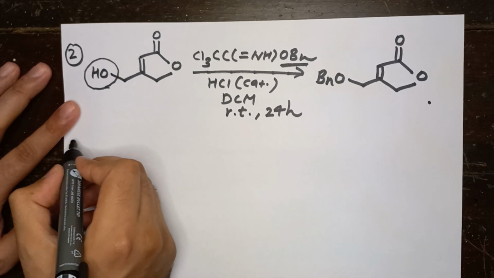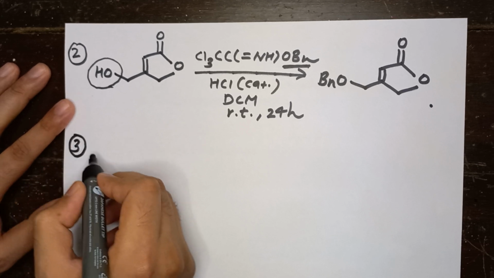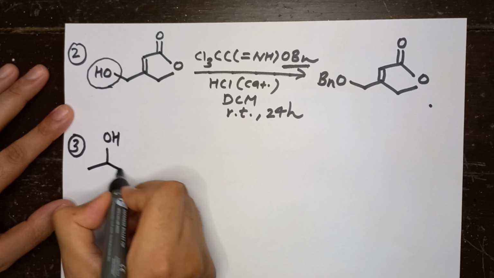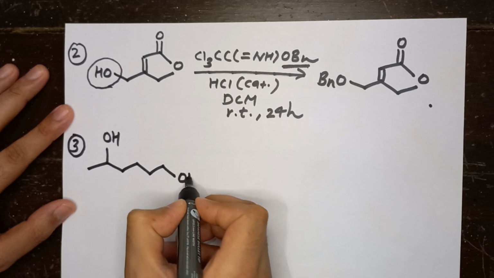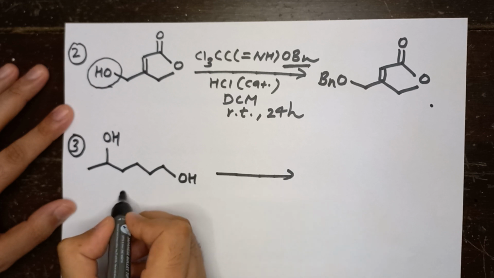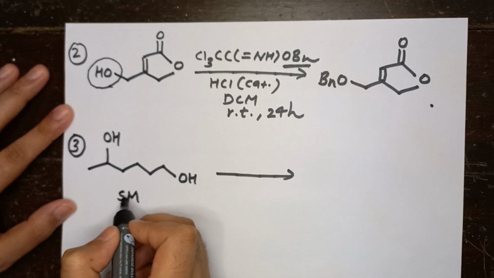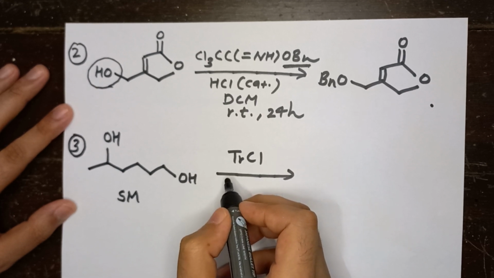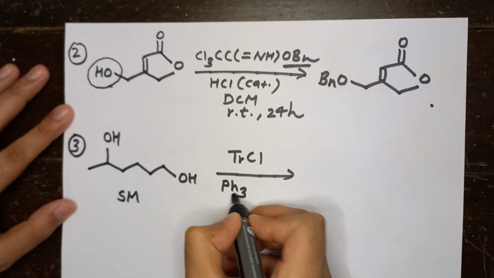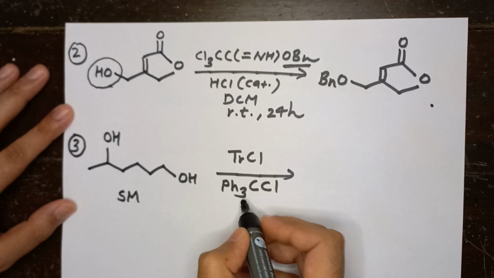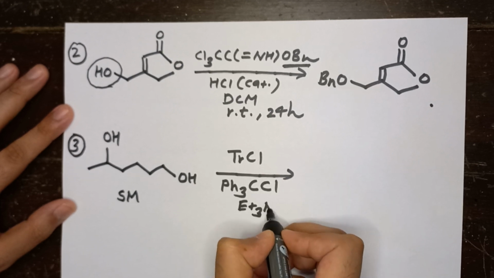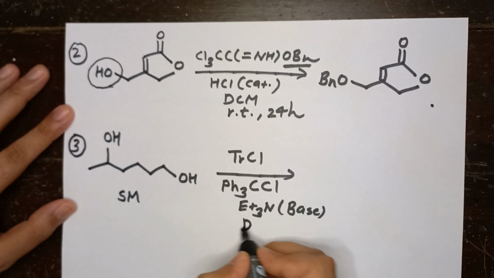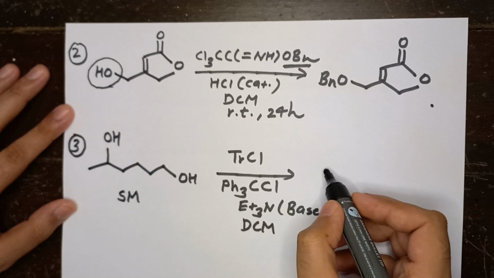What do we have for the third question? So this is my starting material, and I'm reacting this molecule with trityl chloride. What is trityl chloride? That is nothing but Ph3CCl. We are using triethylamine as a base. We are using DCM as a solvent. So what is the product?